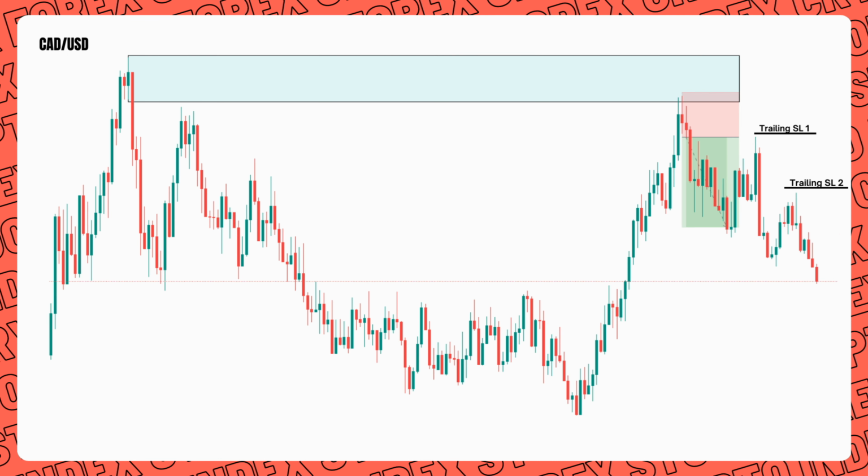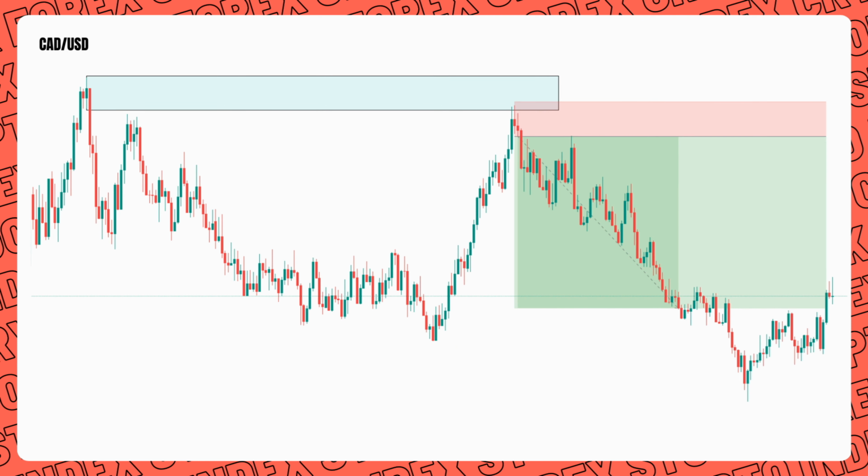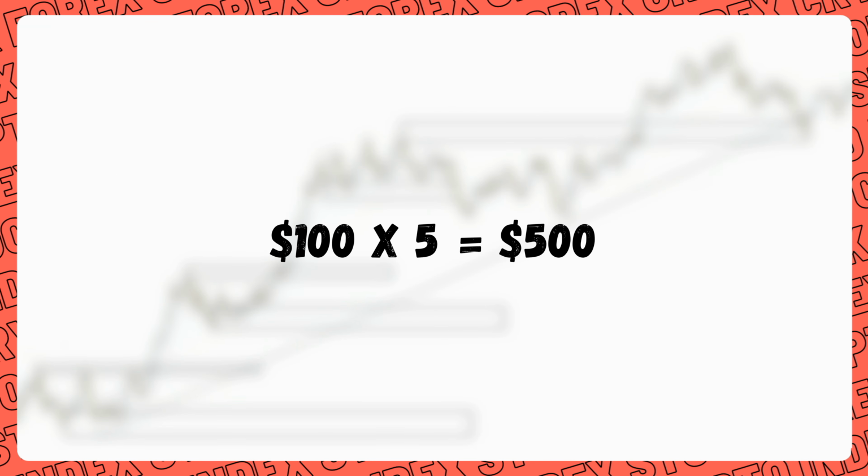Or you can trail your stop loss whenever the price makes a new lower high for a higher risk to reward. But if you don't want to sit for hours to trail your stop loss, you can just place your take profit 2 times your stop loss. It totally depends on your trading style. As you can see, the trade plays out very well if you have trailed your stop loss, and your risk to reward is 5 times your stop loss. Let's assume that you risked $100, you could have made $500 in this trade.